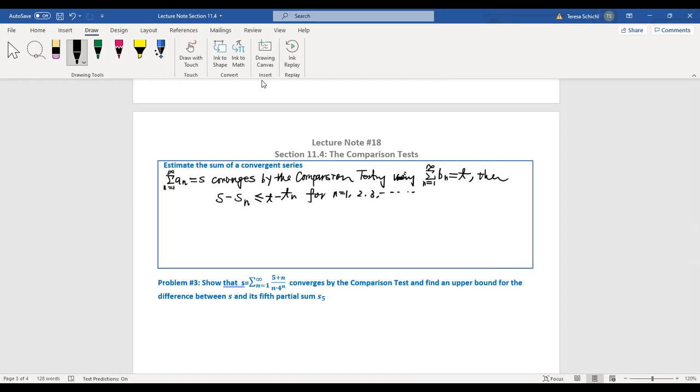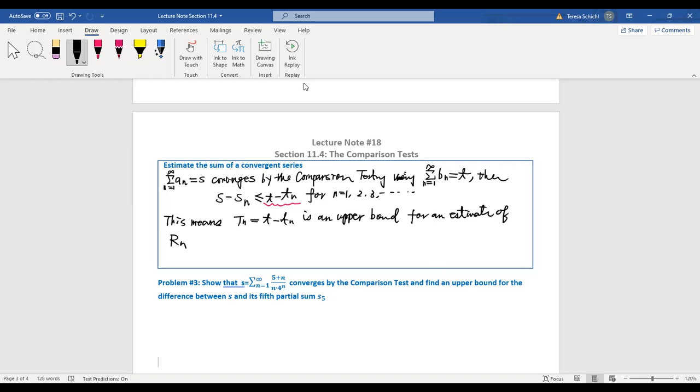Okay, so what does that mean here? That means t minus tn is the remainder term for the series summation of bn. So the t minus tn here is an upper bound for an estimate of my remainder term Rn.